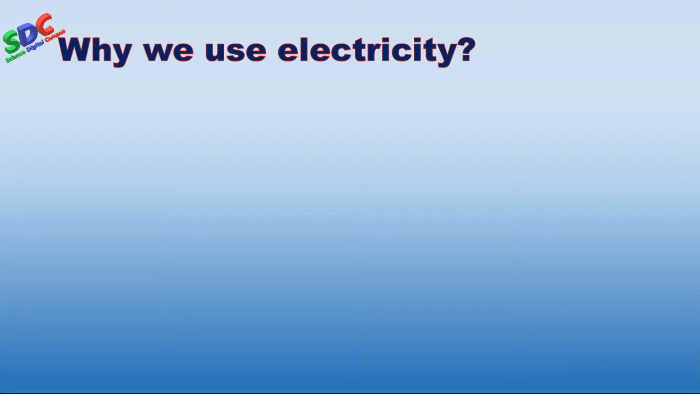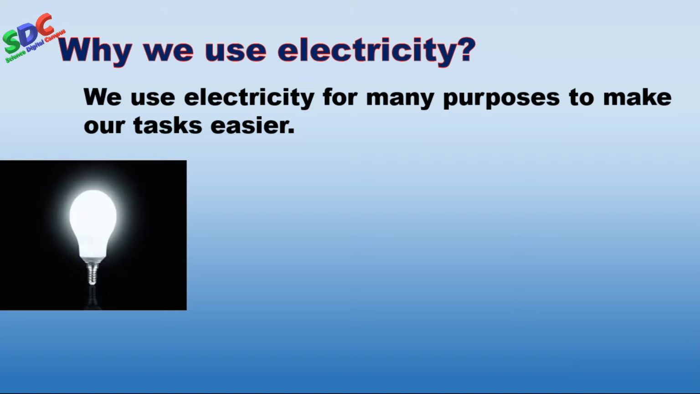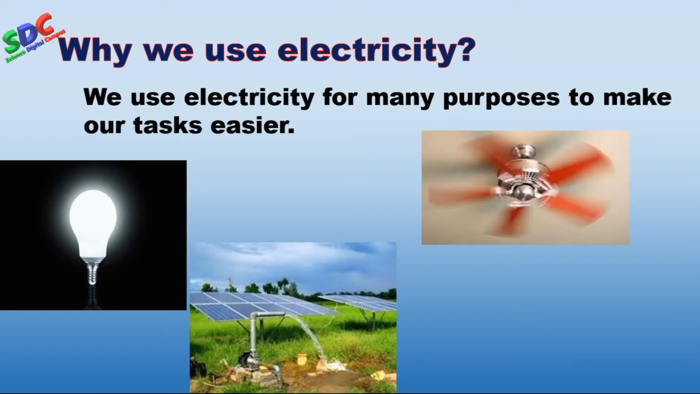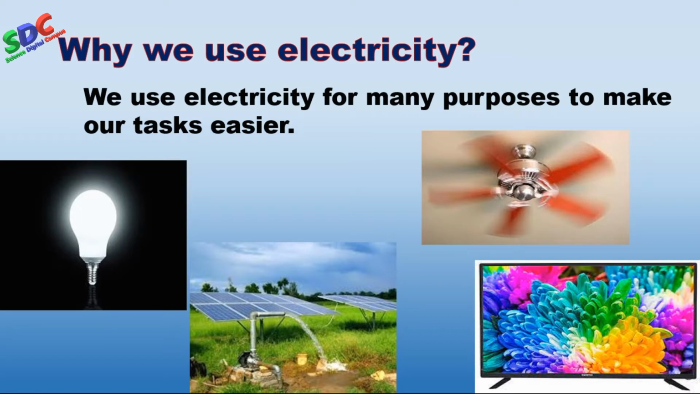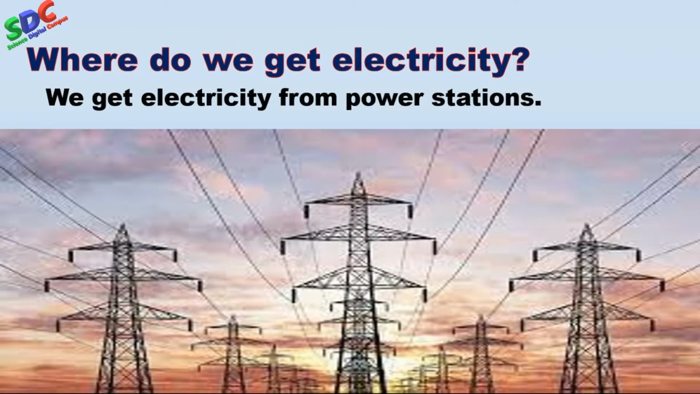Why do we use electricity? If you see, we use electricity for many purposes to make our tasks easier. Say, for example, we use lights, we use electricity to lift the water from the well, to run the fan, TV, etc. Where do we get electricity? It is generated at power stations. From there, it is supplied to houses and industries through transformers and wires.